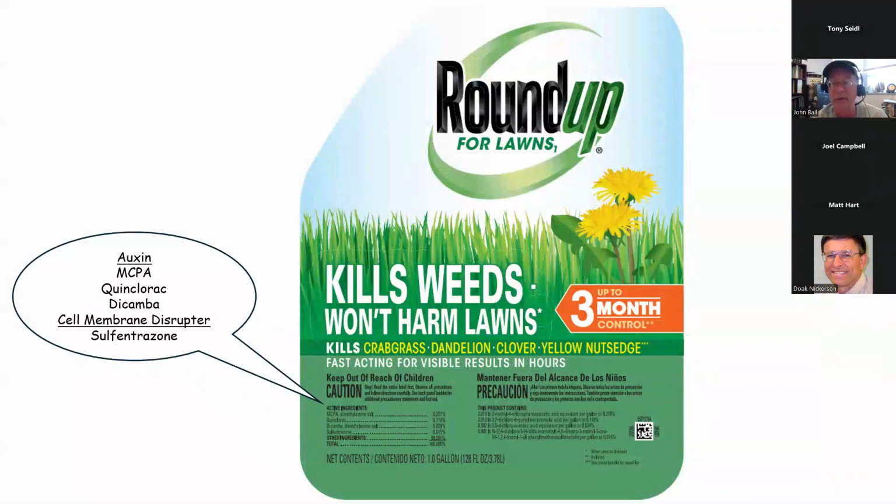But I put this up here because this is important for all of you. Everyone associates glyphosate with Roundup. Roundup is a name that they own. They can put anything they want under it. Look at this. Roundup for Lawns. Kills weeds, won't harm lawns. But look at what it contains. It doesn't even contain glyphosate. It contains dicamba.